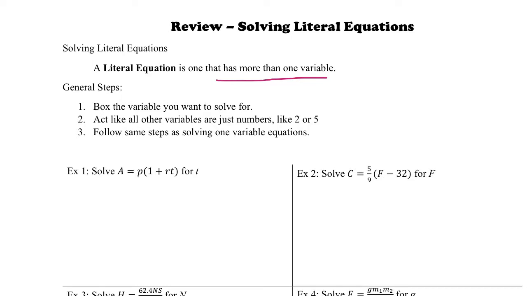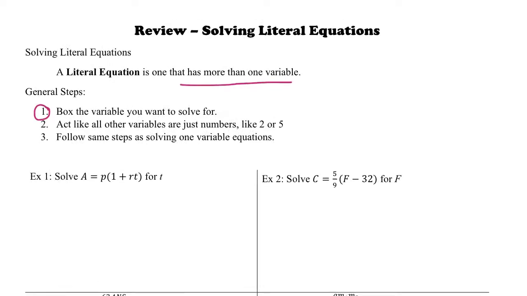Number 1: box the variable you want to solve for. This is really important so you don't lose track of what you're actually trying to isolate. Number 2: act like all the other variables are just numbers. Instead of being a t or an s, they're just a 2 or a 5. They're going to act like regular numbers. And then you're going to follow the same steps as solving one-variable equations.